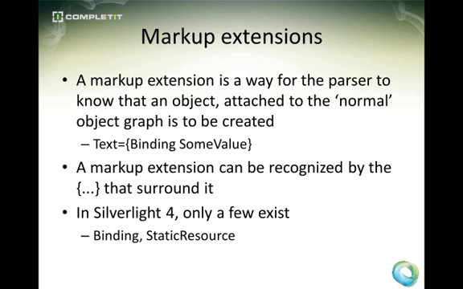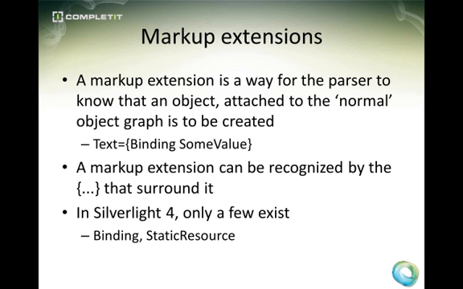A markup extension is, as the word says, something that extends the markup, and it's basically a signal for the XAML parser that it cannot handle it by itself, because an object has to be created that is linked to an object in the regular object graph. So when it encounters a binding markup extension, it knows that a binding object has to be instantiated that will be linked to the original object that is using that binding object. That's what a markup extension does. Basically, it allows the creation of objects in memory.